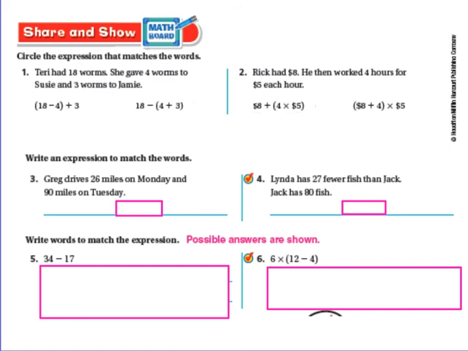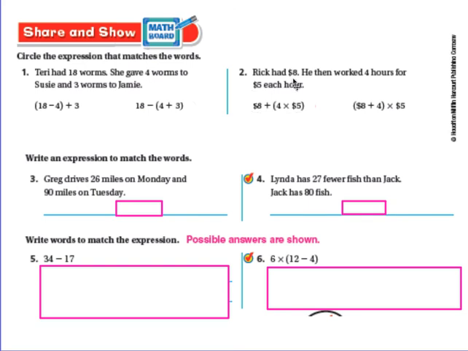All right, Terry had 18 worms. She gave 4 worms to Susie and 3 worms to Jamie. Which one of these numerical expressions represent this story problem? Talk to your partner, circle it.